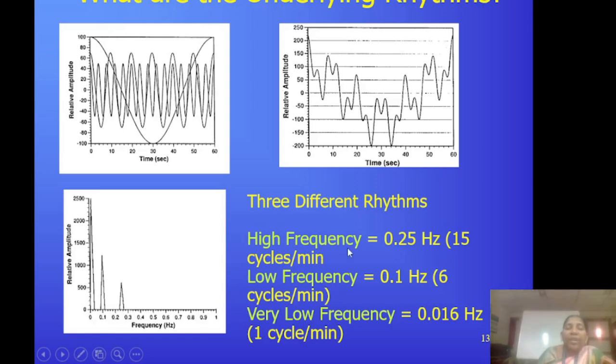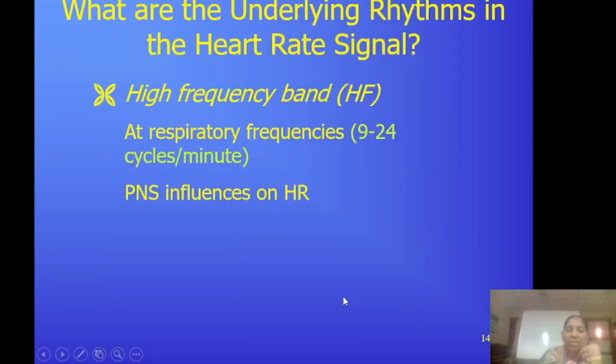When you see high frequency, it is 0.25 hertz. How are we getting it? If you have the high frequency signal, you can count how many cycles there are. It is 15 cycles, so 1 by 15 is 0.25 hertz. In the case of low frequency, if you count, it is 6 cycles per minute. Again 1 by 6 is around 0.1 hertz. And very low frequency is 1 cycle per minute, which is 0.016 hertz. In this way we can differentiate high frequency, low frequency and very low frequency rhythms.